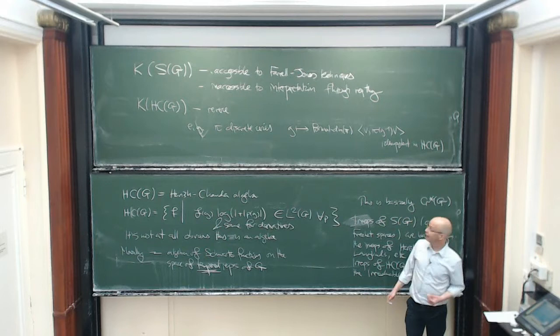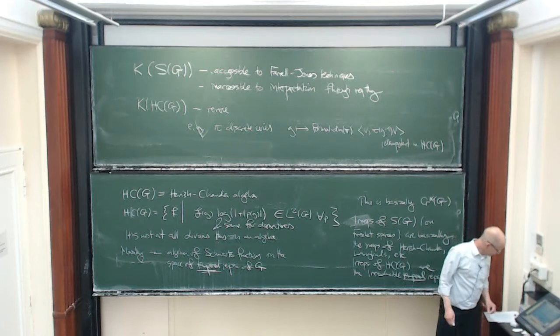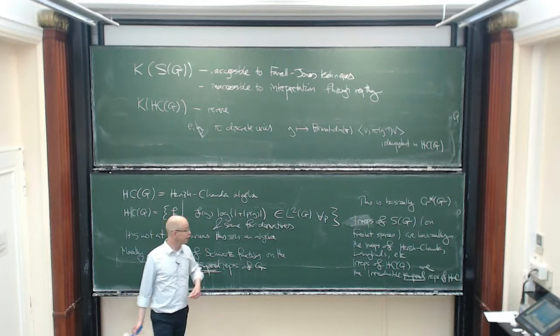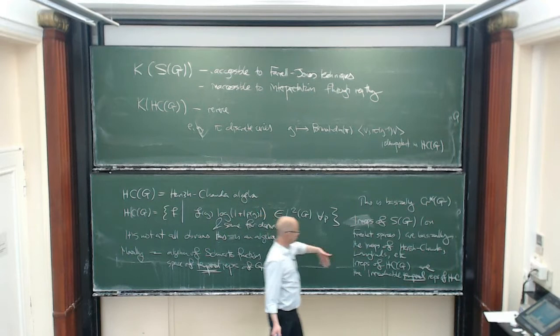And I'd like to tell you, because it's amazingly simple to do so, a wonderful result of Langlands which connects those two categories, those two classes of irreducible representations. The tempered guys, which are all about this fellow on the one hand, and the so-called irreducible admissible guys, which are all about S of G on the other hand.